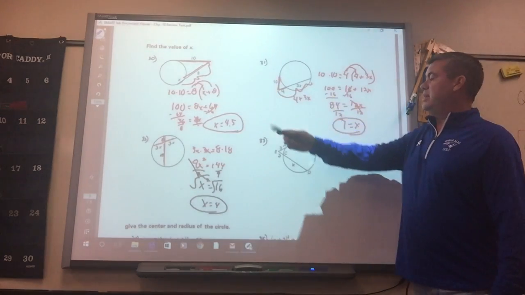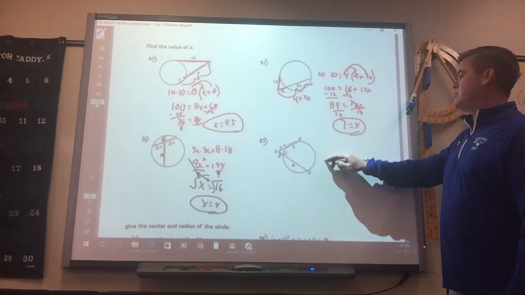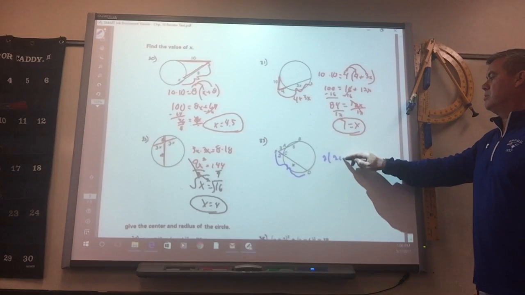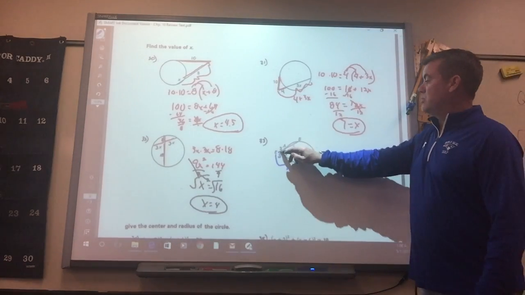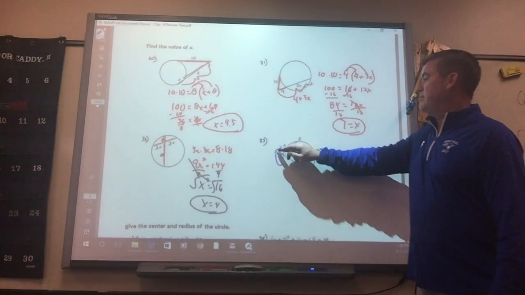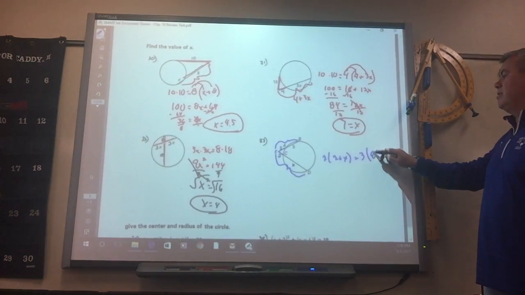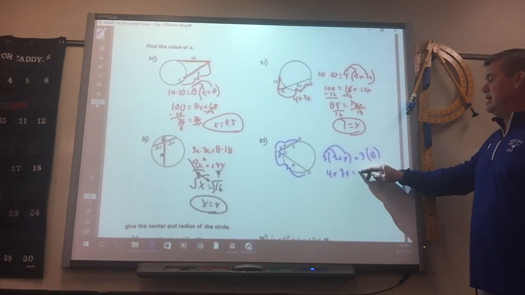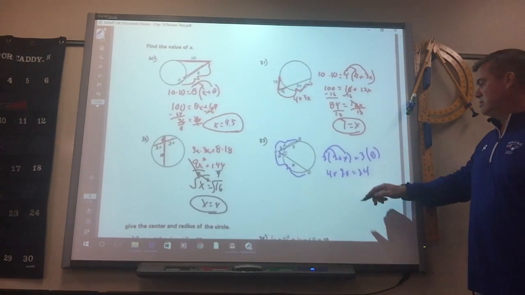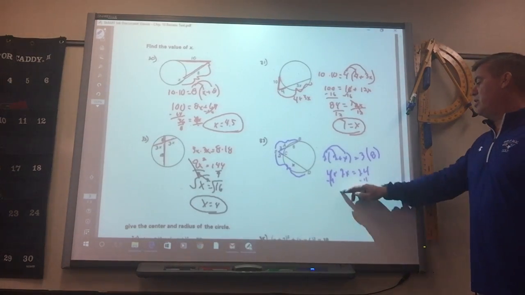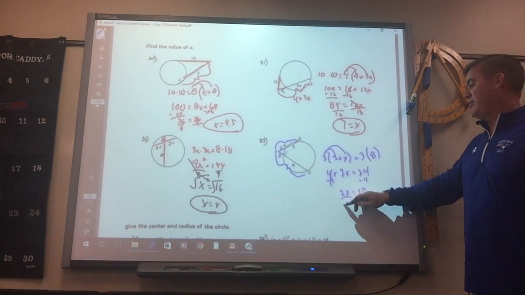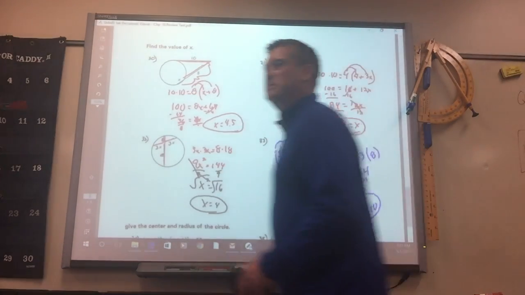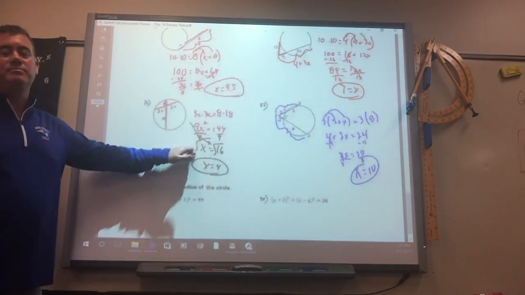Okay, this one's just like these. It's the outside piece times the entire length, which is 2 plus x, equals the outside piece times the entire length, which is 8. So that'd be 4 plus 2x equals 24. So we subtract 4, divided by 2. X is 10. Yay.